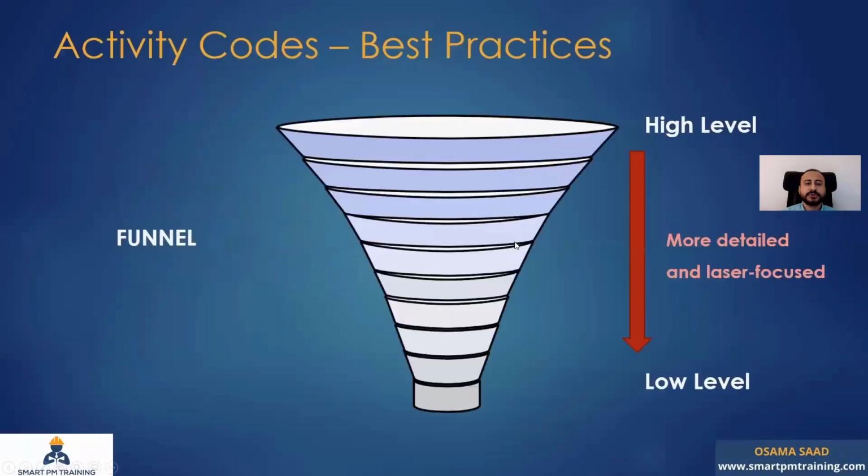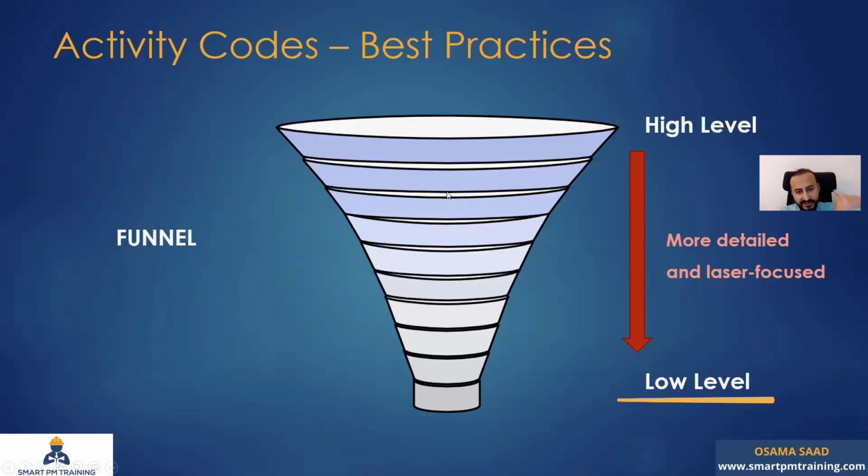And the best way to develop the activity code dictionary is to have a funnel. I'm going to start with a high level, let's say substructure and superstructure, something really high level. It will work the same way as WBS, and also a second level. For example, under superstructure, I have floor 1, floor 2, and floor 3. Another level under floor 1, I'm going to have concrete, finishes, and MEP. Another level, and you continue doing that for as many levels as convenient for you until you reach the low level. So it's more detailed and laser focused.